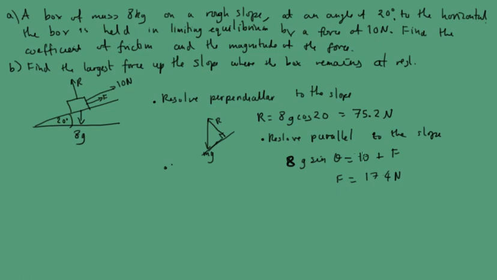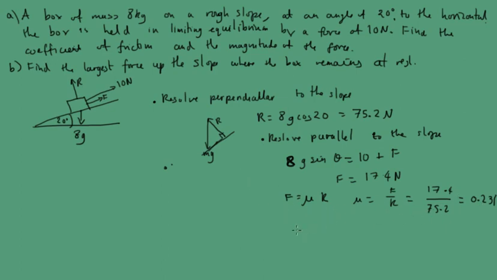Now, we notice it's at limiting equilibrium, so F must be equal to mu R. So mu must be equal to F over R, which is 17.4 over 75.2, which is 0.231. And that won't have any units because it's a force over a force. It's a coefficient, so it's got no units.